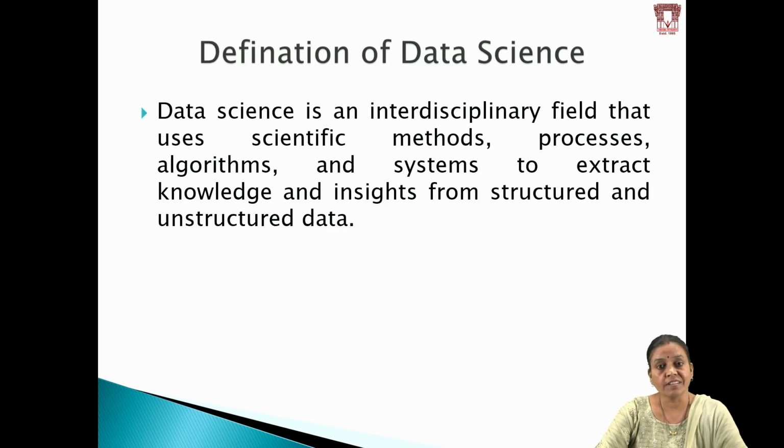Let us move to the next topic, that is the definition of data science. In the previous slides, we learned the meaning of data and the meaning of science. Now let us combine these two keywords and see the definition of data science. The definition of data science is an interdisciplinary field that uses scientific methods, processes, algorithms, and systems to extract knowledge and insights from structured and unstructured data. So this is the definition of data science.